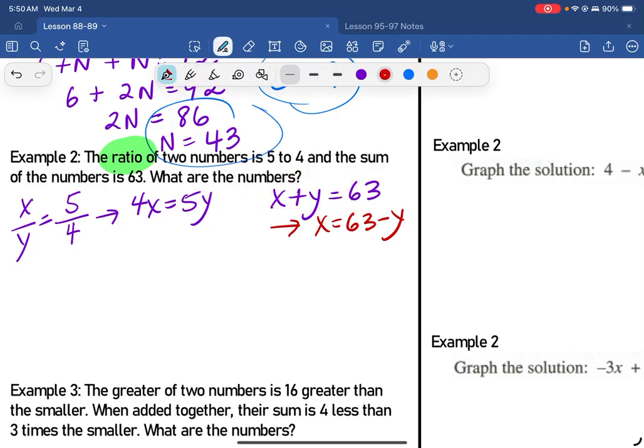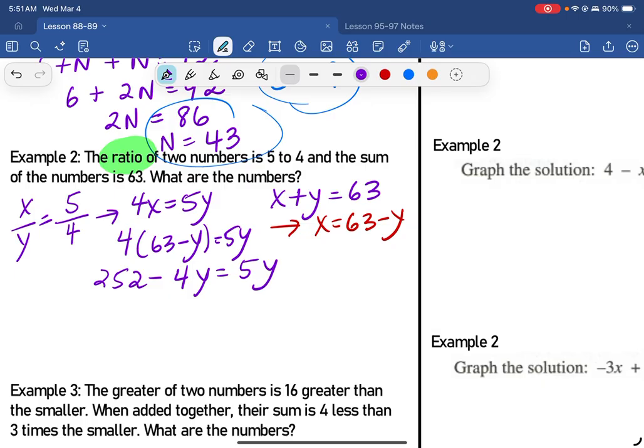All right, so now let me substitute in over here. I'm going to do 4 open parentheses, 63 minus y, equals 5y. Now I'm going to distribute. So I have to do 4 times 63, which is 252, minus 4y equals 5y. Let's add that 4y over to be with the 5y, because those are like terms. So I have 252 equals 9y.